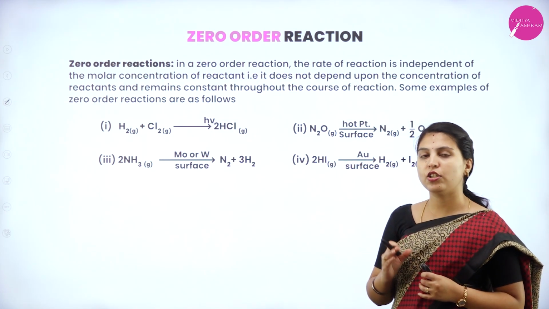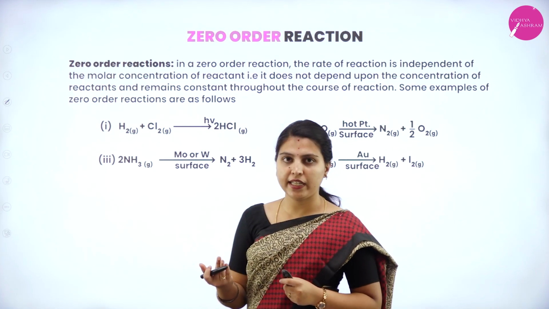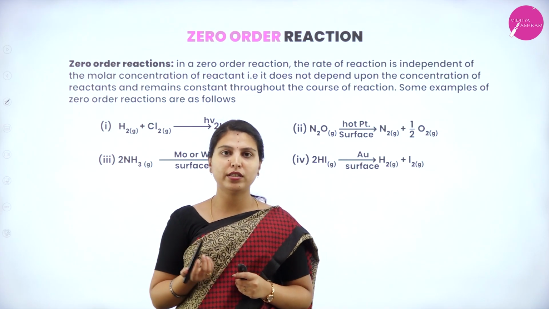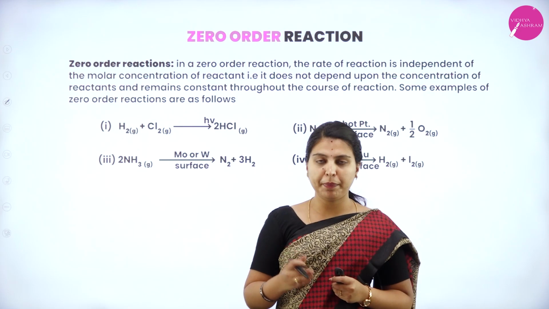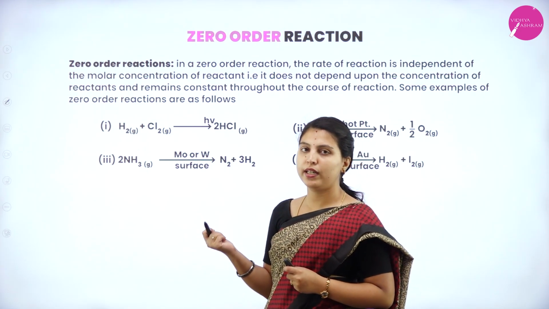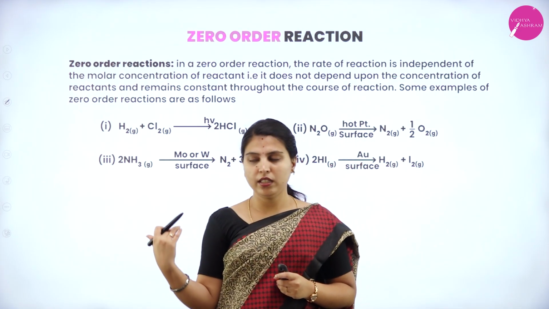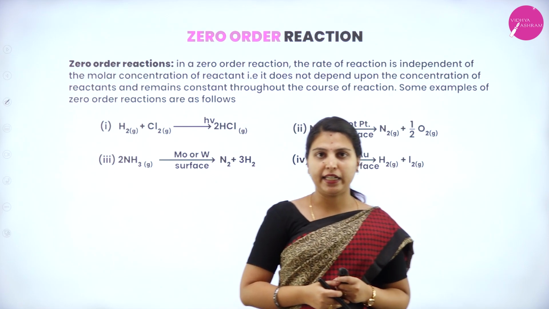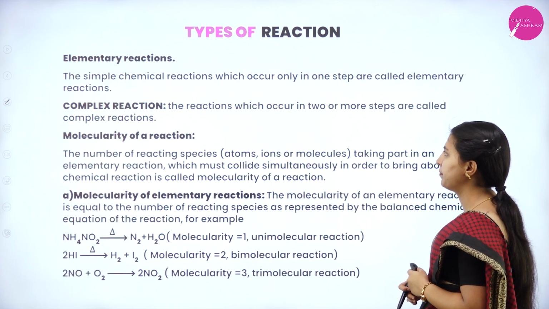So this is a zero order reaction. Once again, in a first order reaction, the rate is directly proportional to the molar concentration of reactant. In the second order reaction, the rate depends on the square of the concentration of reactant. In a zero order reaction, the rate will not depend on the concentration of reactant. These are the three kinds of order of a reaction.